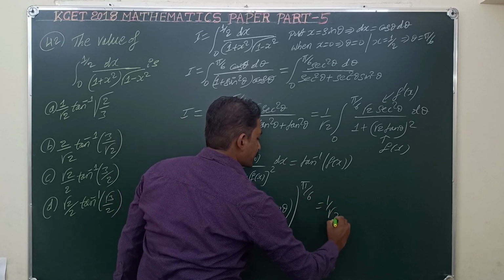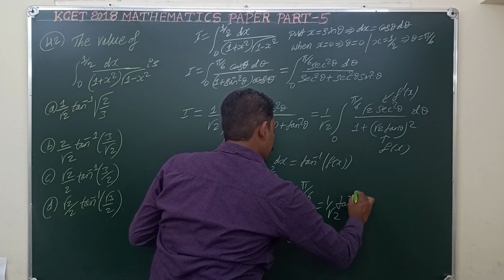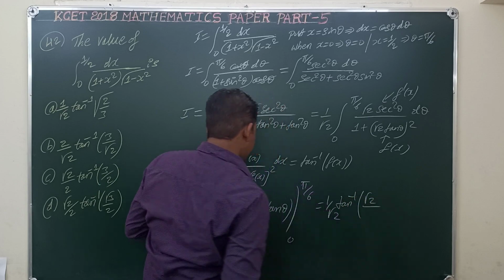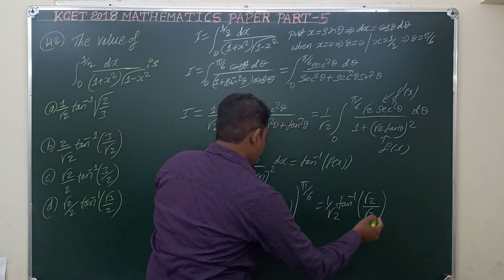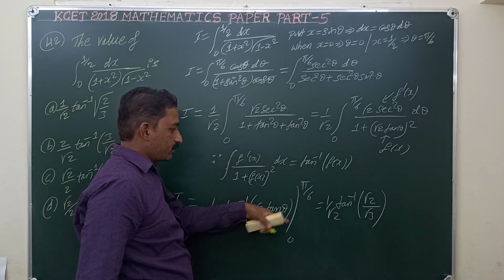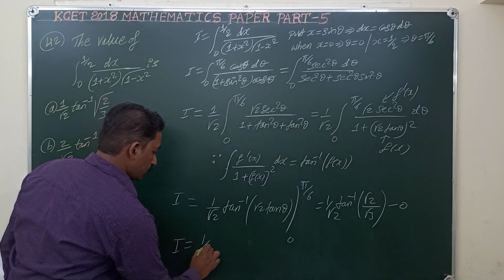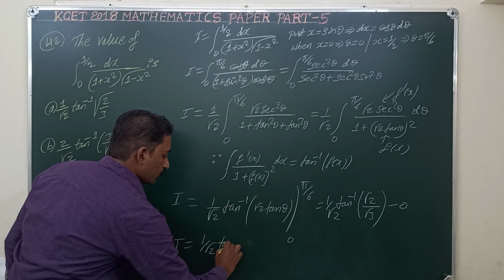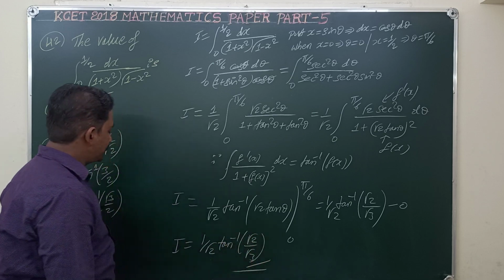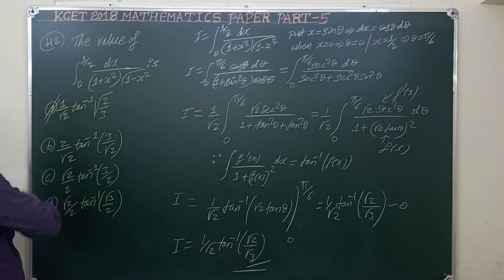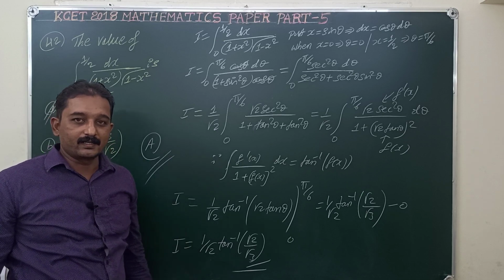So 1 by root 2 as it is. Apply the upper limit pi by 6. This becomes tan inverse of root 2 tan pi by 6, and tan pi by 6 is nothing but tan 30 degrees, which is 1 by root 3. Next, the lower limit becomes 0, tan 0 is 0, and tan inverse 0 is also 0. So the answer of this question is I equal to 1 by root 2 tan inverse of root 2 divided by root 3, which is the correct answer. Option A is correct in this case. This is an average problem. Most of the students can solve this question easily.